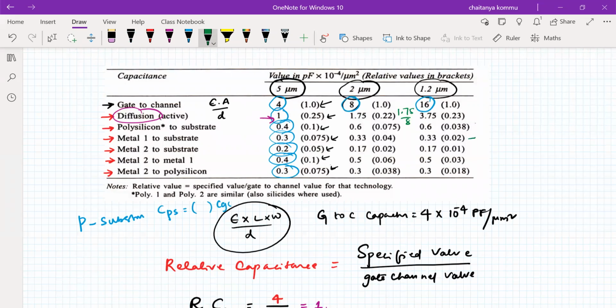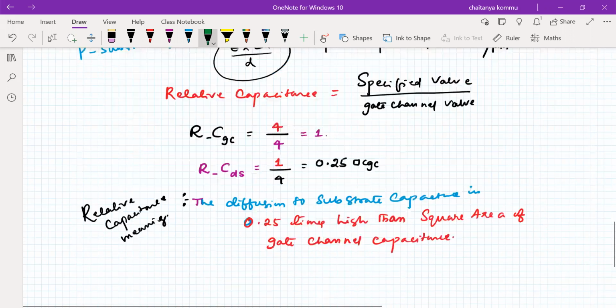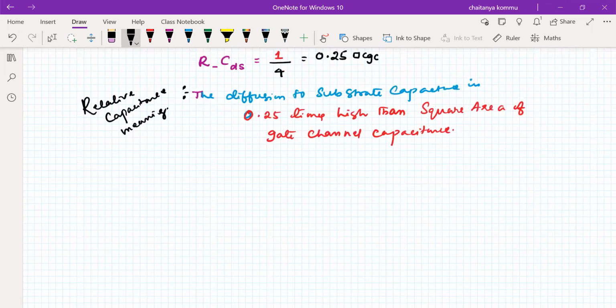For example, what is this value? 0.33 is the specific value. What is this gate to channel? 16. So it becomes 0.02, right? So this is how we have to understand the relative capacitances observed in mask layers. I hope you understand the concept. Now let us estimate. By the way, I want to calculate the exact values of the square CG. As I mentioned, it is 0.25 times that of the square area of the gate to channel capacitance.